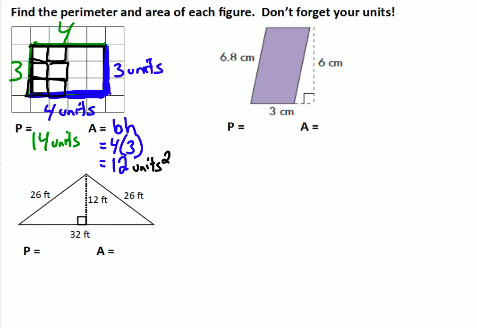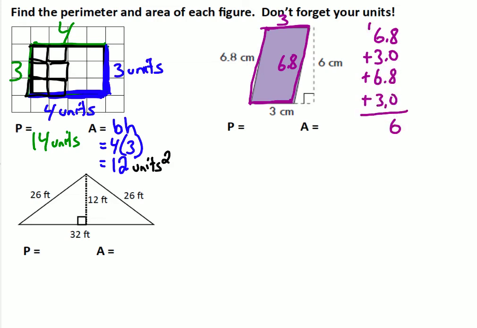So for the next one, this is a parallelogram. So these dashed lines over here are not part of the actual shape, okay? So that 6 is just telling us how tall the shape is going to be, okay? But it's not actually part of the shape. The actual shape is 6.8 by 3. This side is going to be 6.8, and this side is going to be 3. So to find my perimeter, I'm going to do 6.8 plus 3 plus 6.8 plus 3. Do a little addition here. 1 plus 6 is 7, 10, 16, 19.6 centimeters. That's my perimeter, adding them all up.